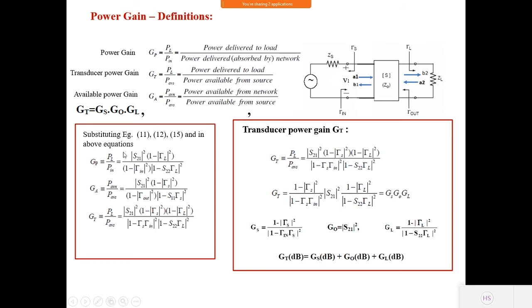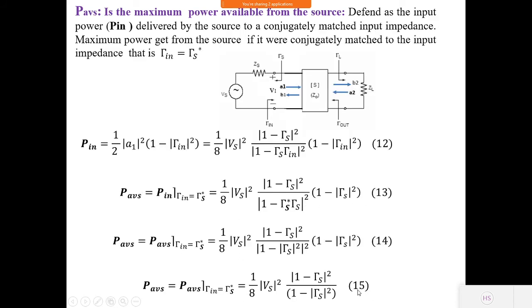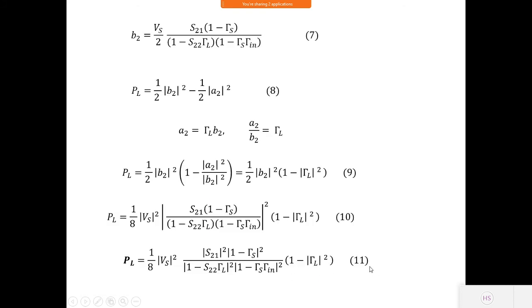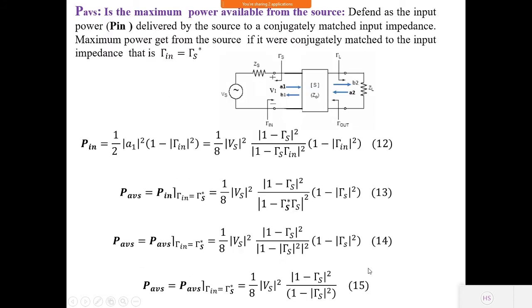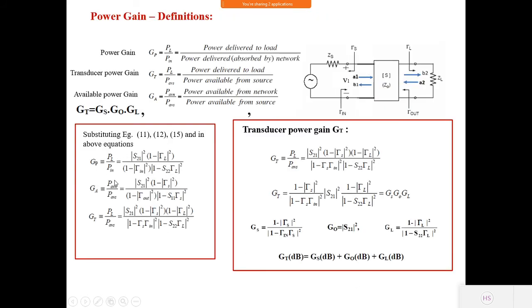See, I have made that, substituting equations 11, 12 and 15. Equation 11 is PL, 12 is PIN, and 15 is PAVS. All those you substitute, and you will get expressions for GP, GA and GT. Simplify, and you will get this equation.